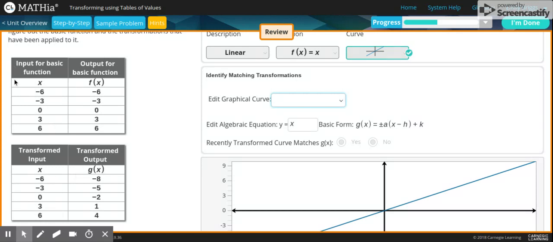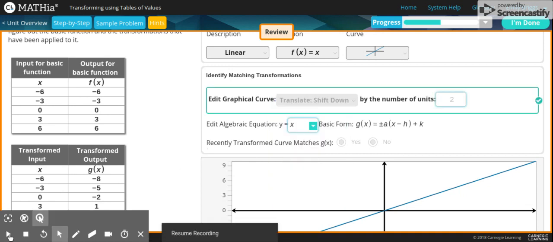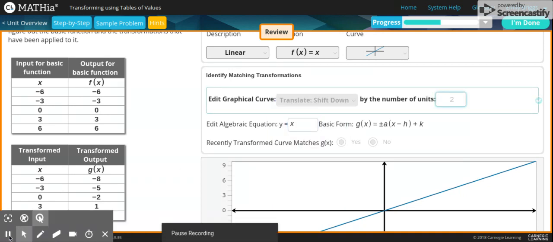So because we know we're not dealing with any of these x functions, but we know that we're shifting somehow either left, right, up, or down, depending on what one you're doing. So in this one, I believe we are shifting down. So the correct answer is translate by shifting down by 2 units.